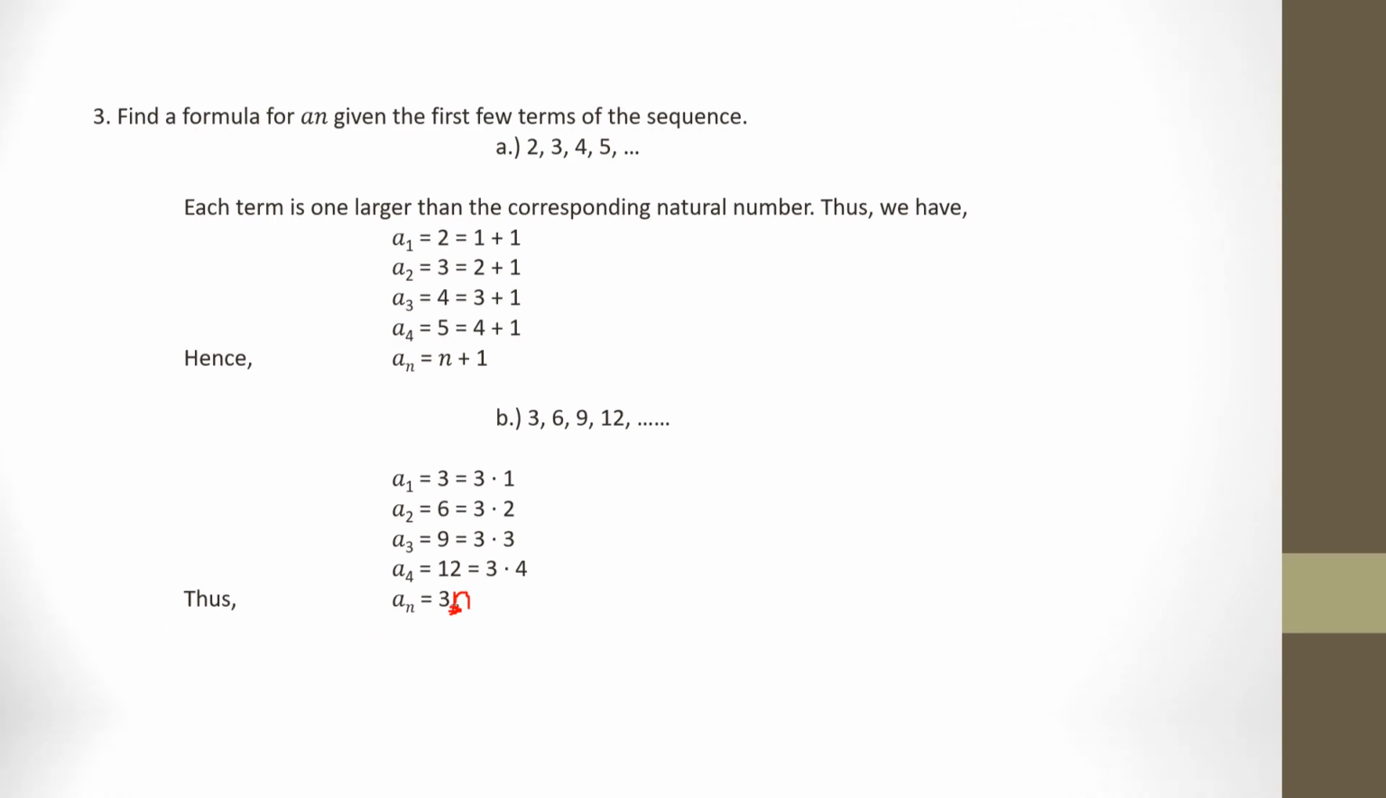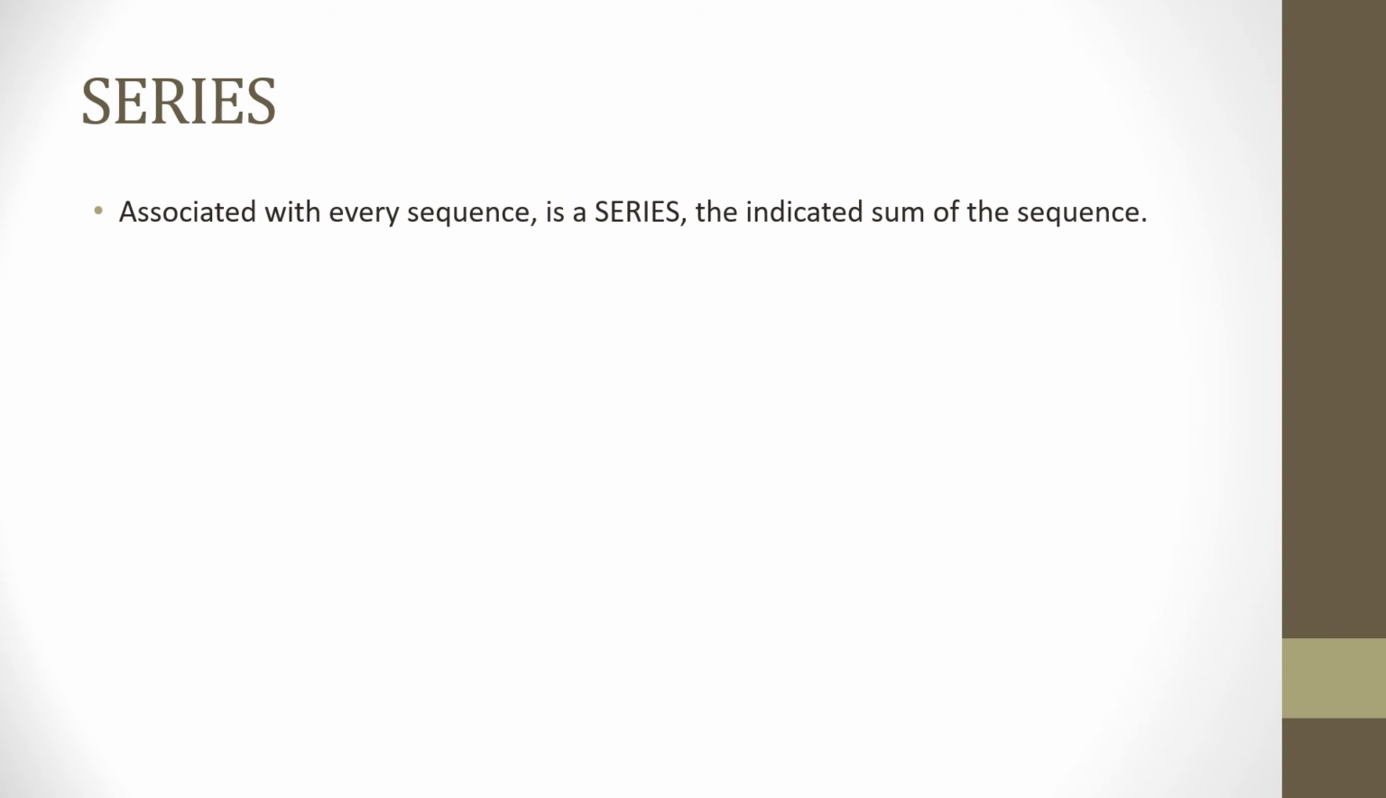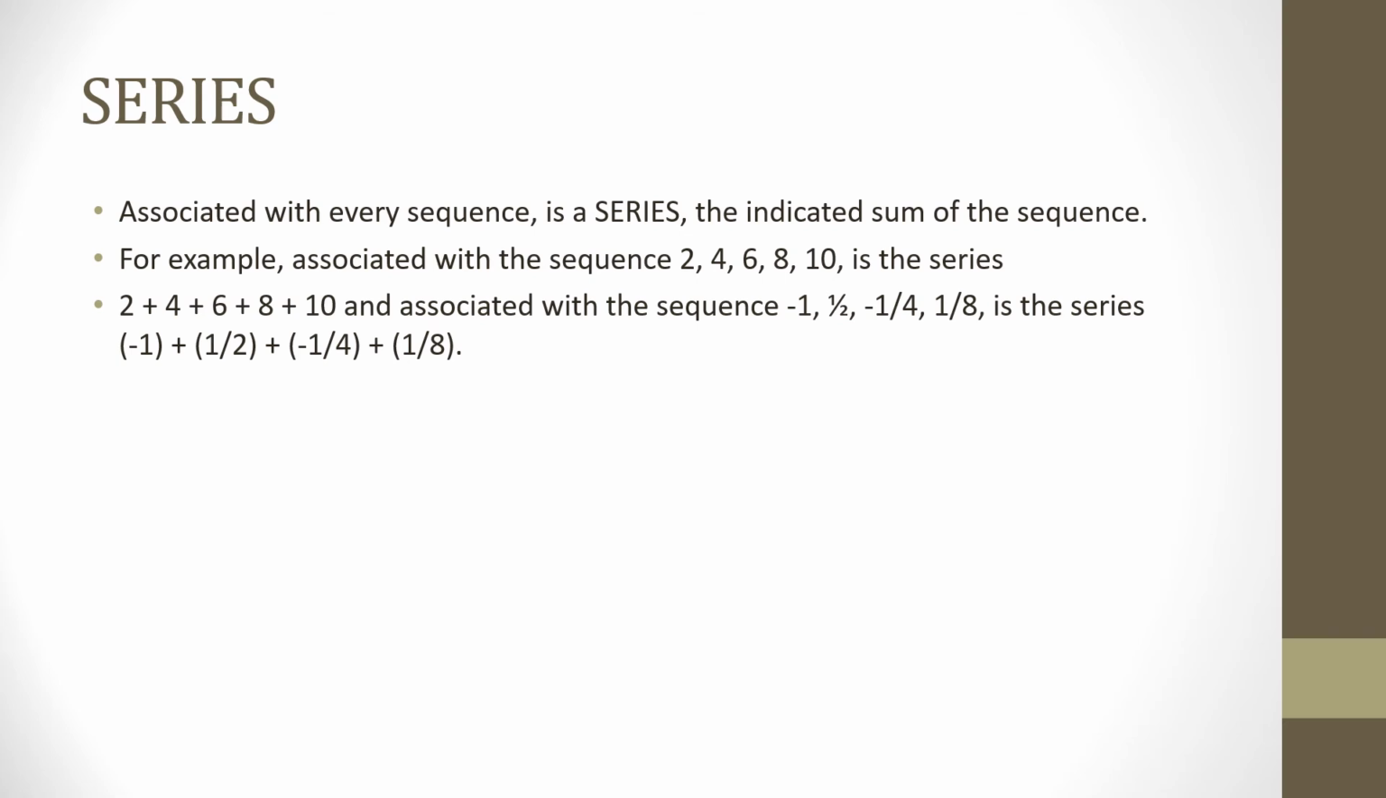Next. So, series. Associated with every sequence is a series, the indicated sum of the sequence. So, for example, associated with the sequence 2, 4, 6, 8, 10 is the series 2 plus 4 plus 6 plus 8 plus 10, and associated with the sequence negative 1, 1 half, negative 1 fourth, 1 eighth is the series negative 1 plus 1 half plus negative 1 fourth plus 1 over 8. So, pag sinabing series, it is indicated as the sum of the sequence. Okay? Next.